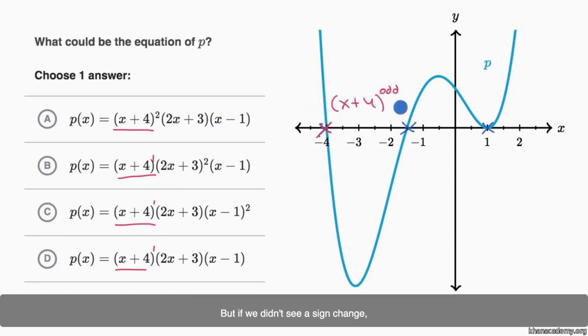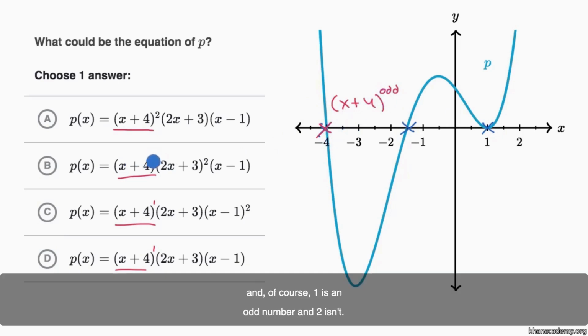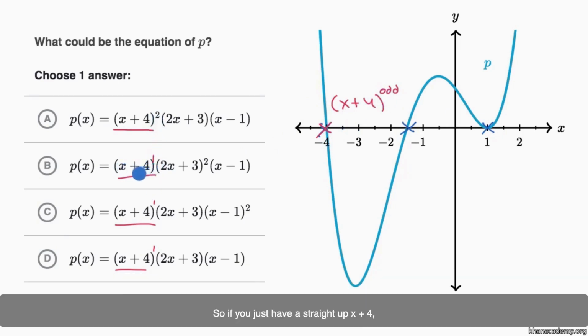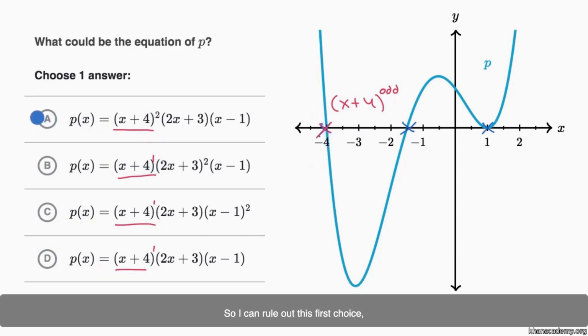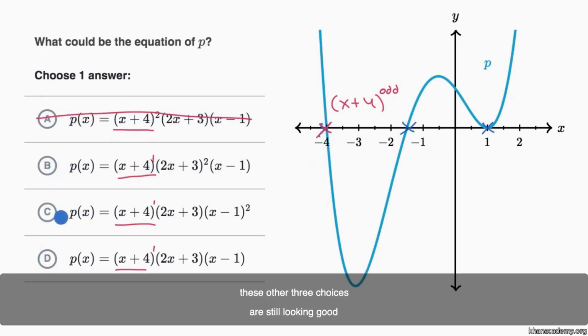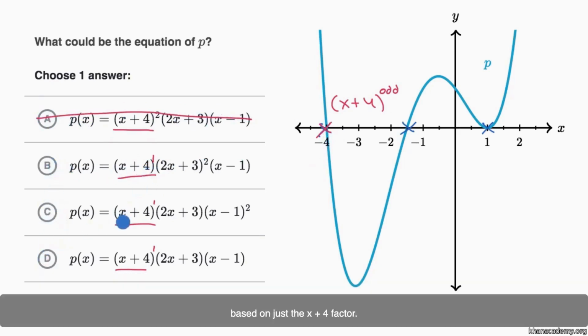But if we didn't see a sign change, as we see in this other root over here, that means we would see an even exponent. Now, we clearly see the sign change, so we would expect an odd exponent. And of course, 1 is an odd number and 2 isn't. So if you just have a straight up x plus 4, you would have a sign change around x equals -4. So I can rule out this first choice. These other 3 choices are still looking good based on just the x plus 4 factor.